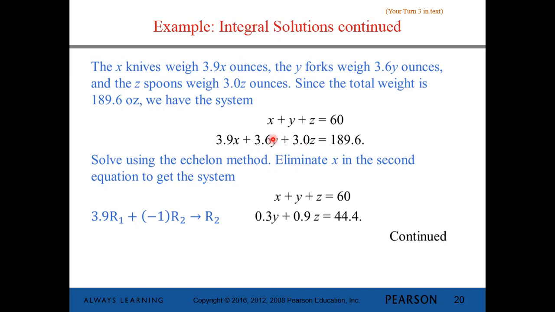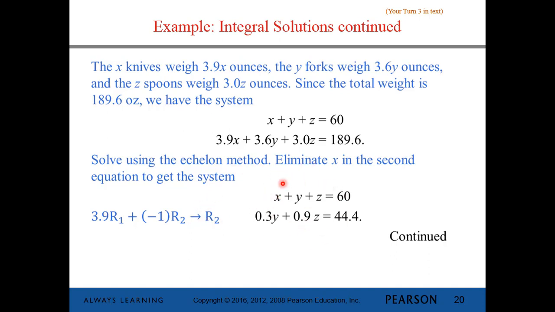And by doing that, we can multiply by negative 3.9. So we can multiply this equation by negative 3.9 and then add it to the second equation. And that's what they're doing here. So 3.9 times row 1 plus negative row 2. Or they could just do negative 3.9 here and just add it to this. So again, there's different ways of doing this. So we do 3.9 times row 1 plus negative 1 times row 2. And then we're going to take that and replace row 2 with it. And so this is what we end up getting.